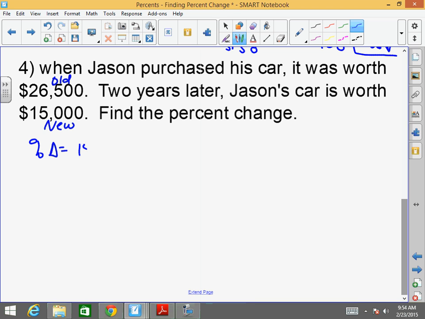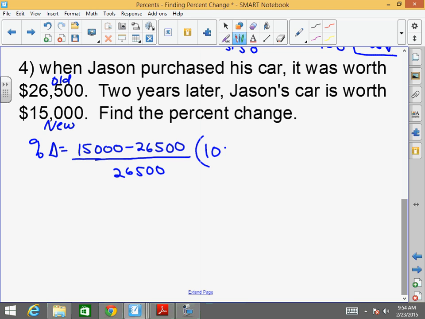So percent change equals new minus old. No, I'm proud of you. Good job, my man. Divided by old. Divided by old. And remember, don't worry about the times 100. That just means that once you find your decimal, you're going to turn it into a percent. And you go from decimal to percent by multiplying by 100 because you move the decimal 2 places to the right.